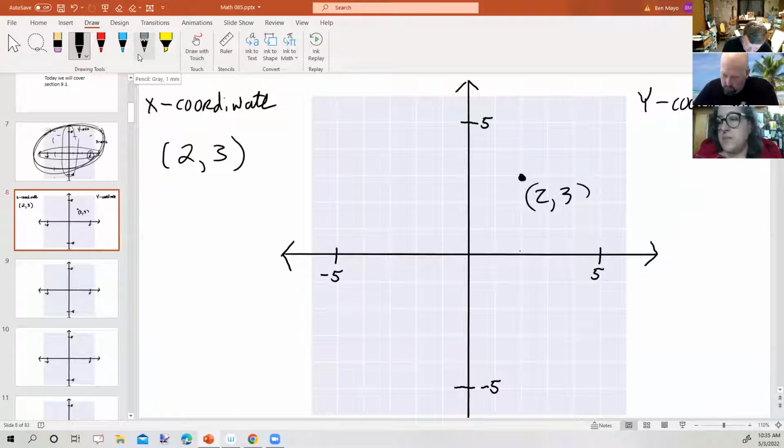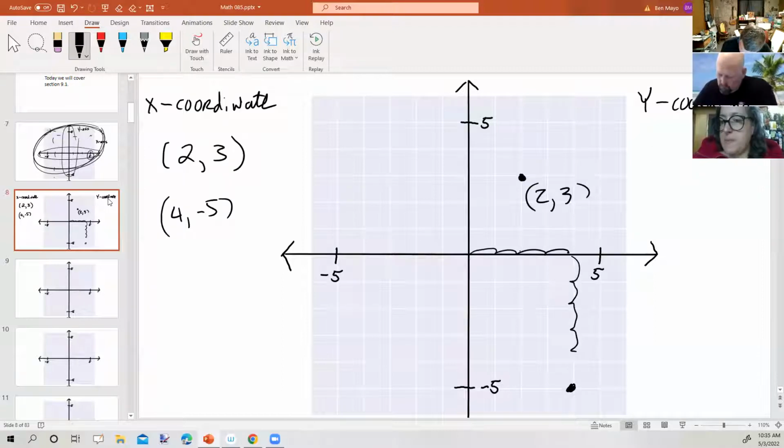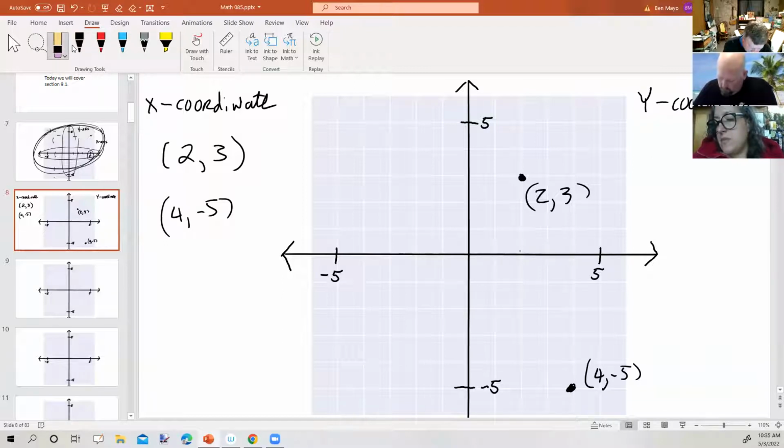All right, let's plot another point, (4, -5). So 1, 2, 3, 4, 1, 2, 3, 4. Right here is (4, -5). Again, any questions there?